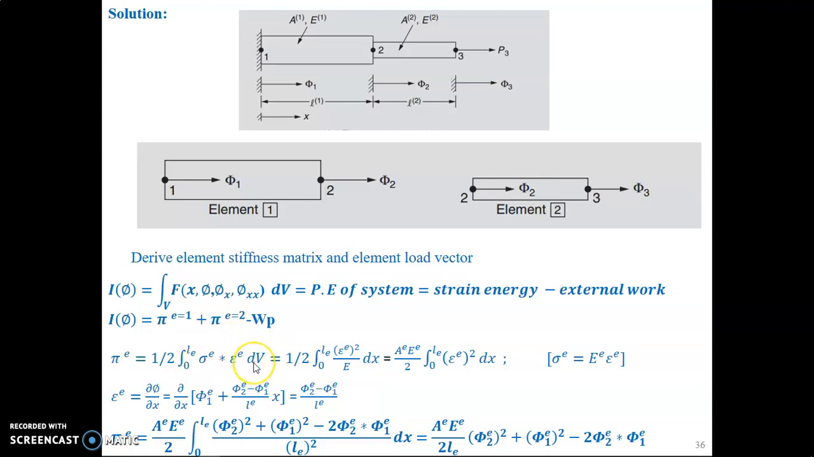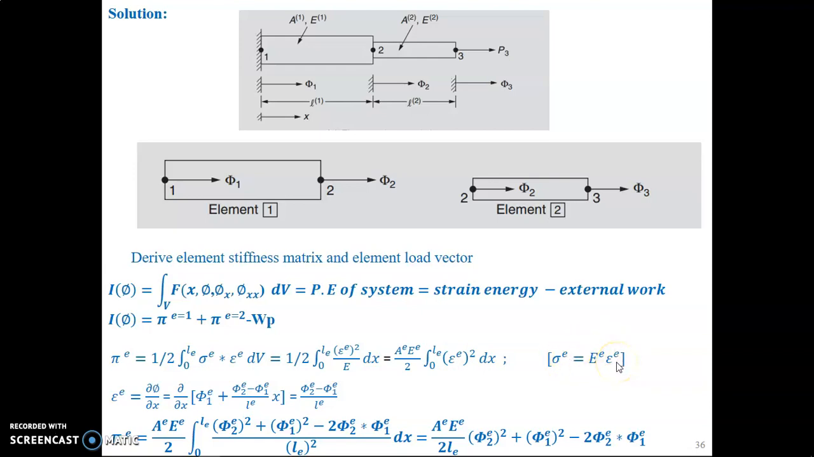Here the area of the cross section of the element, for both 1 and 2, is different, but over the entire length of the element it is constant. So instead of dx we can define it as A dx. Also we will be using the expression stress is equal to Young's modulus into strain for a particular element.